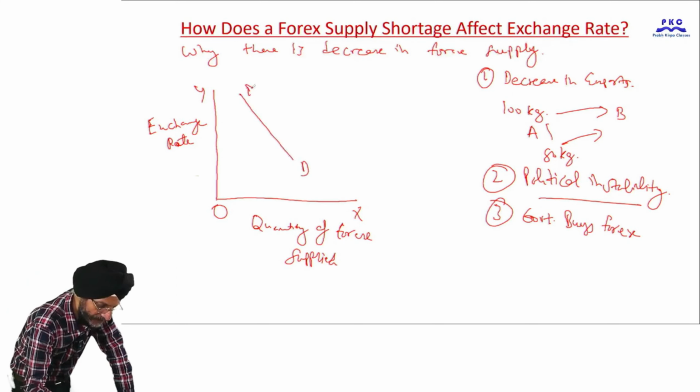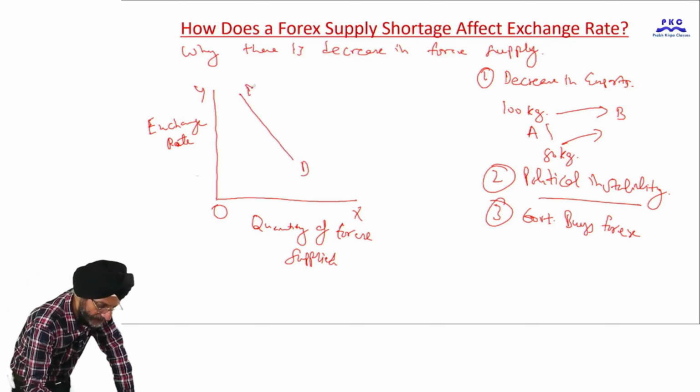Now if the supply of foreign exchange decreases, what happens? If the supply decreases, it means that the supply curve shifts upward or to the left. The quantity becomes OQ1. Then the equilibrium point also shifts upward, and the exchange rate also shifts upward.